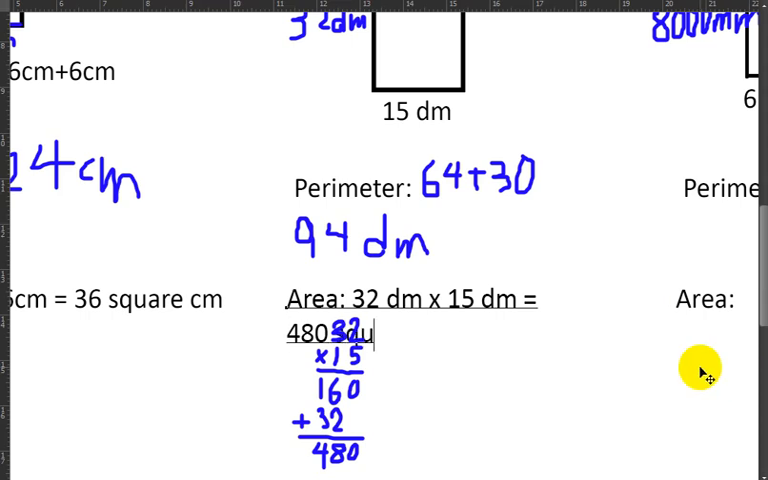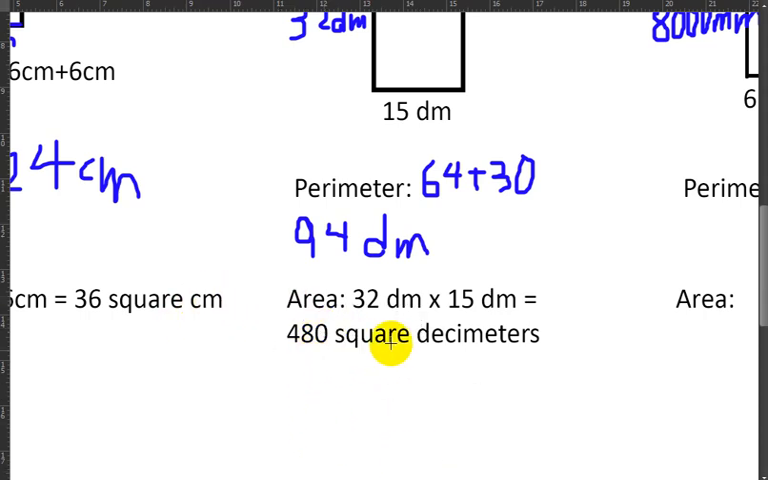480 square decimeters. Let me just erase this. So my result is 480 square decimeters. Why square decimeters? Because I multiplied decimeters with decimeters.